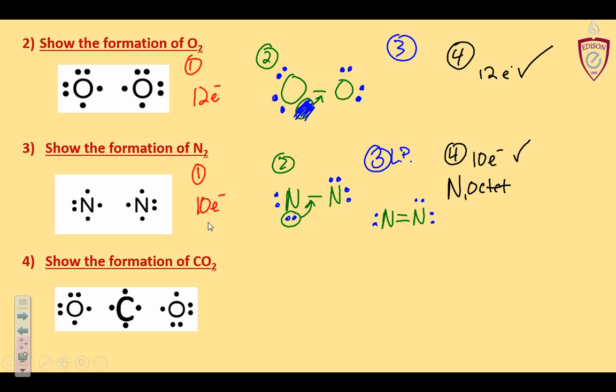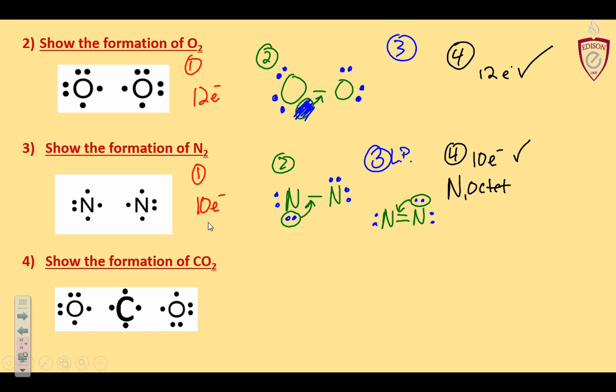So now I'm checking for octets again. Let's recheck. So I've got 2, 4, 6 for the left-hand nitrogen. Problem, still not there yet. Jeepers. So how do I do it? How do I get that 8 there? It's looking a little lopsided. Let's make it look a little more even. Let's try and see, go for a triple bond.